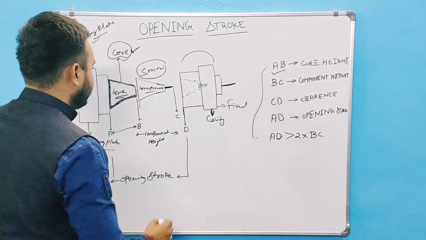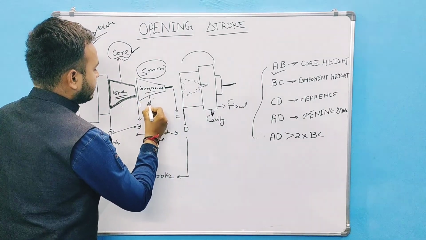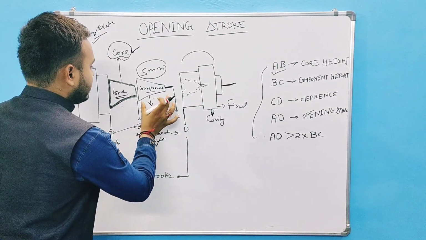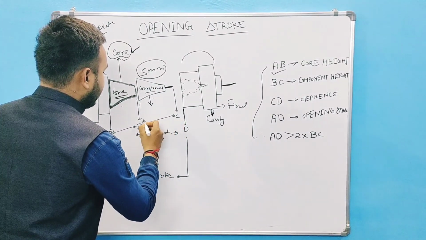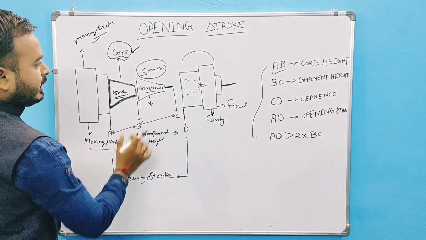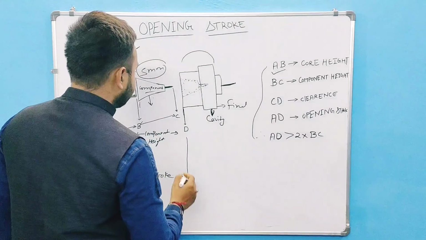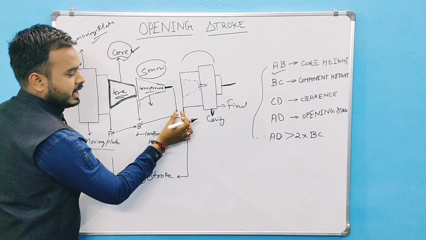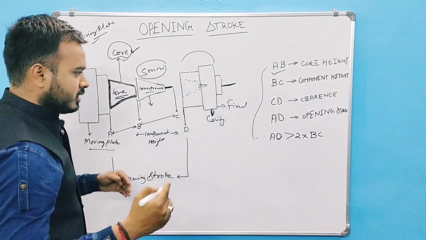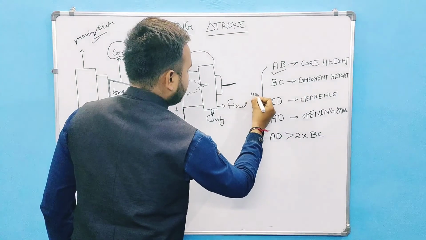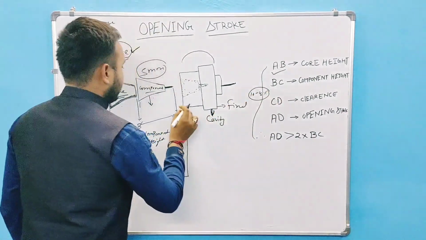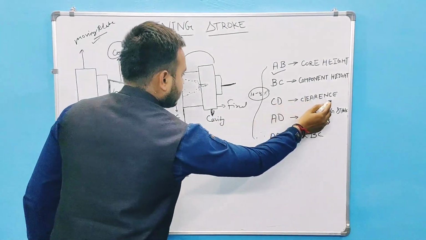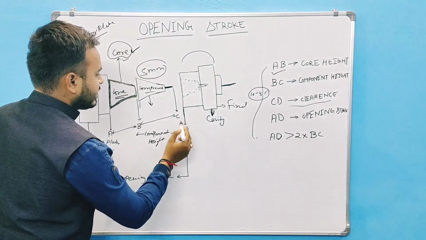BC is the component height. I have already mentioned that it is a component, or it may also be called your product. So this B and C is your component height. And CD is a clearance. You can clearly see C and D. This particular gap is your clearance. We give a certain clearance like 10 to 15%. A gap is given to your mold to perform well. That is called clearance. CD is an example of clearance.